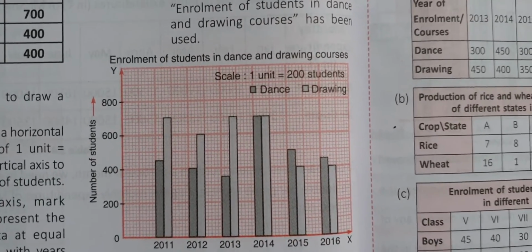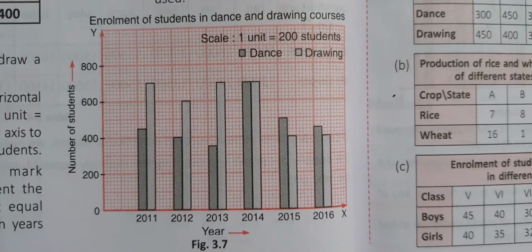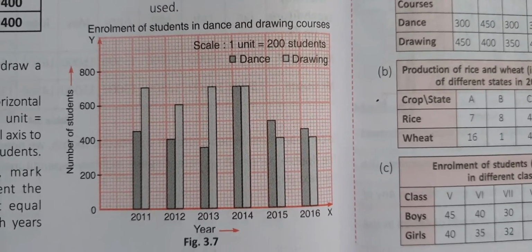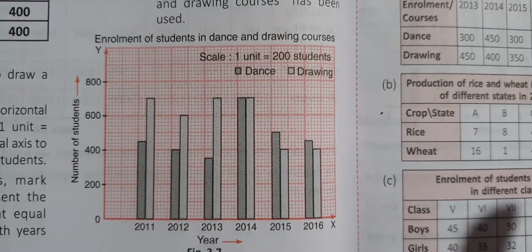So both sets of information are represented together in a single graph. That is known as the double bar graph. Okay, student, this way you can represent a single bar graph and a double bar graph. Okay, thank you, student.